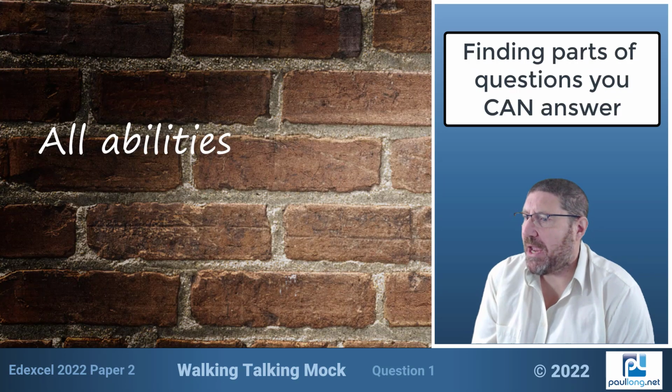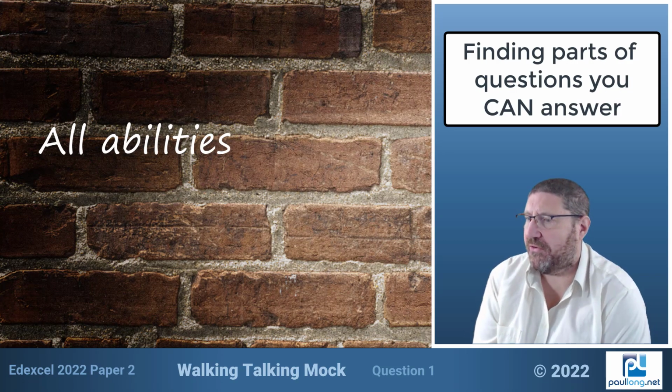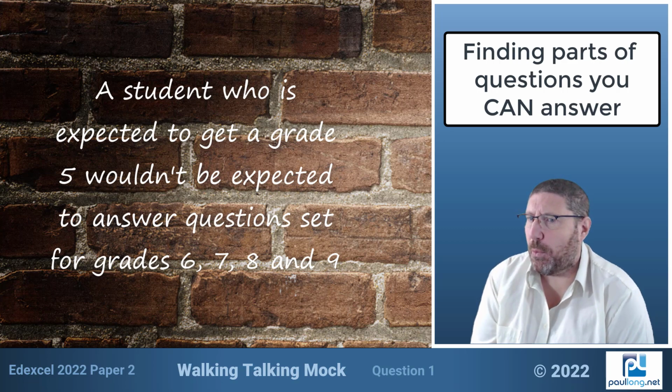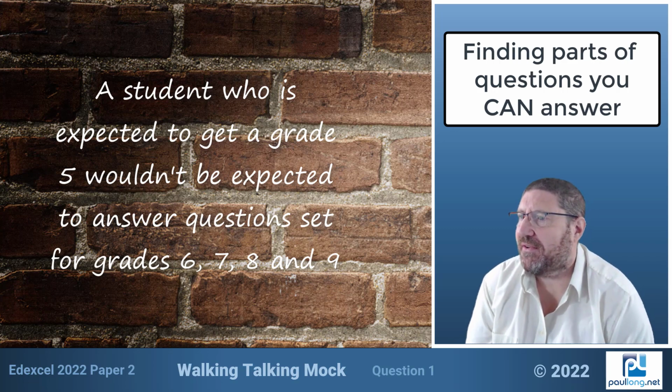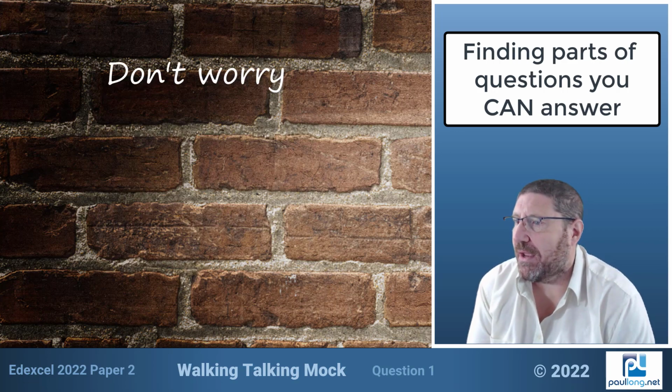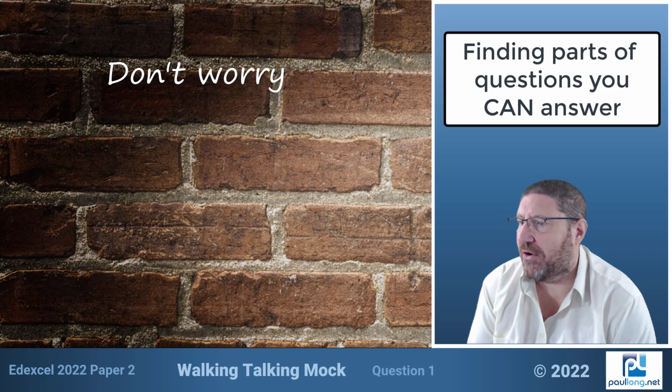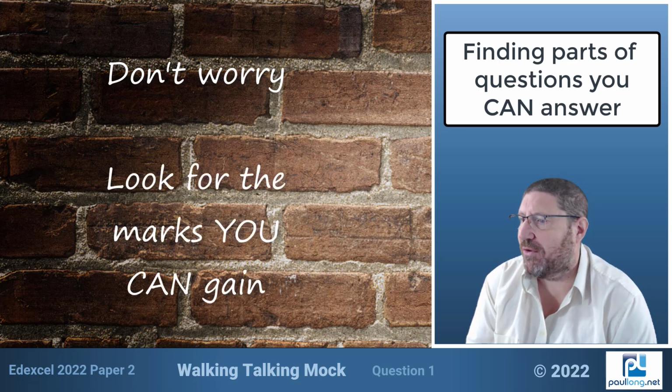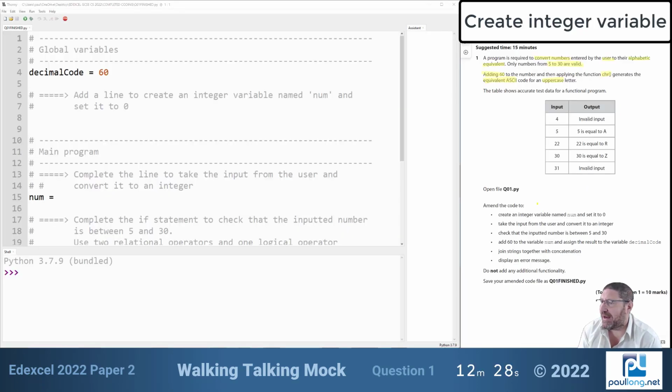Now remember, the paper is set for all students from grades 1 all the way up to grade 9. So, for example, a student who's expected to get a grade 5 wouldn't be expected to answer questions that are set at grades 6, 7, 8 and 9. Therefore, if you're not understanding everything that we've looked at so far, don't worry, because some of the parts of the question will be for students of the highest abilities. What you need to do is look at where the marks are that you can gain. So let's have a look through exactly what we're being asked to do.